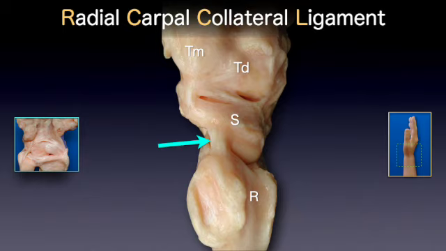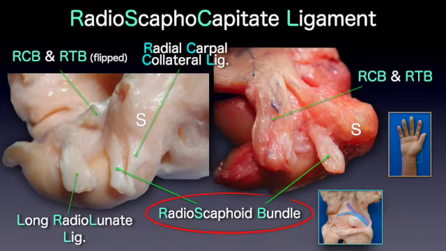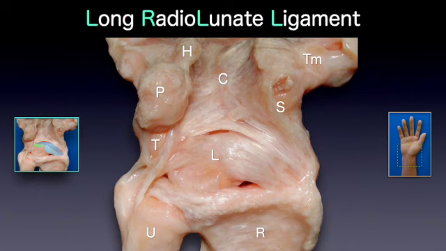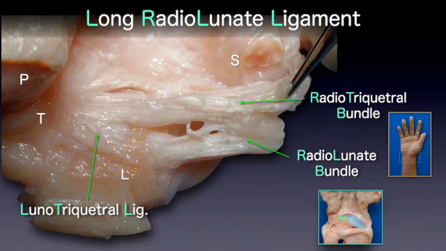Except for this ligament, sometimes a tiny bundle that directly connects the ulnar aspect of the scaphoid tubercle with the radial styloid process can be found. The long radiolunate ligament is a significant ligament that connects the lunate to the radius, but this ligament also contains two bundles. One bundle connects the lunate to the radius and another bundle connects the triquetrum to the radius.